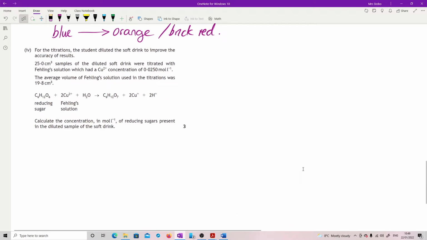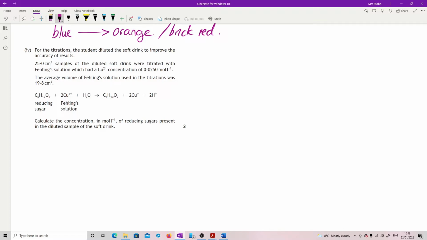Right, for the titrations, the student diluted the soft drink to improve the accuracy. 25 centimetre cubed samples of the diluted soft drink were titrated with Fehling's, which had a copper 2+ concentration of 0.025 molar. The average volume of Fehling's solution used in the titration was 19.8. Calculate the concentration in moles per litre of reducing sugars present in the diluted sample of the soft drink. Okay, you have 2 ways of doing this. I will run them both.